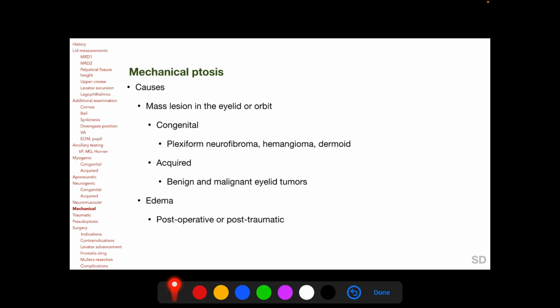Mechanical ptosis can be due to mass lesions or edema. Mass lesions in the eyelid or orbit causing mechanical ptosis can be either congenital, such as plexiform neurofibroma, hemangioma, or dermoid. Acquired mass lesions causing mechanical ptosis can be any benign or malignant eyelid tumor. Postoperative or post-traumatic eyelid edema can also cause mechanical ptosis.